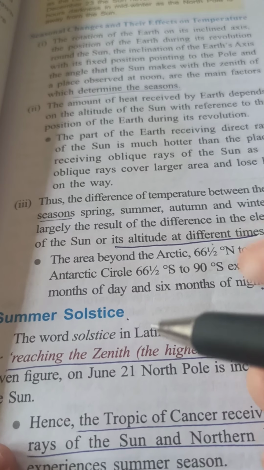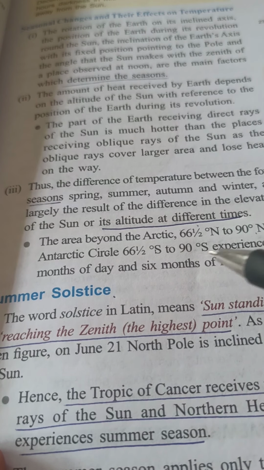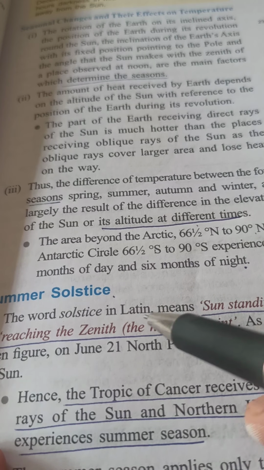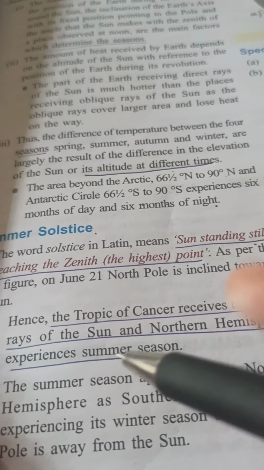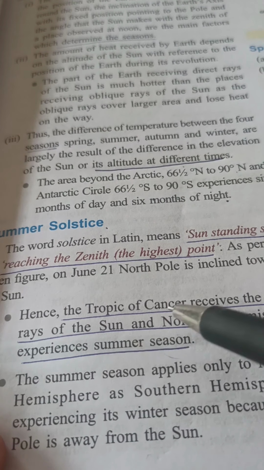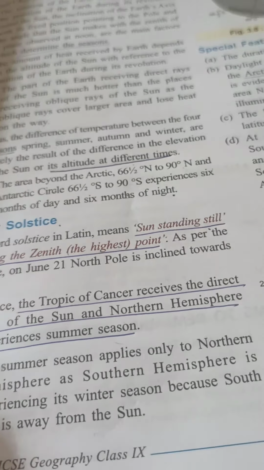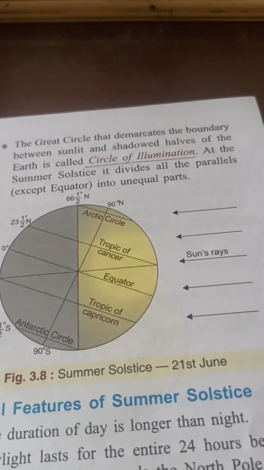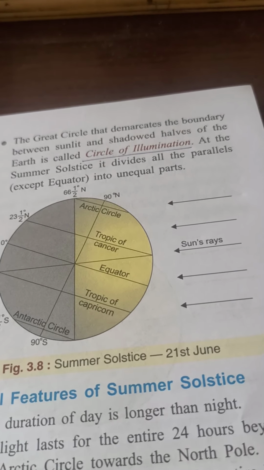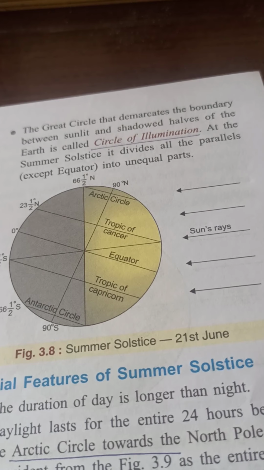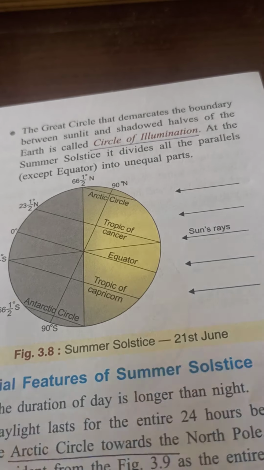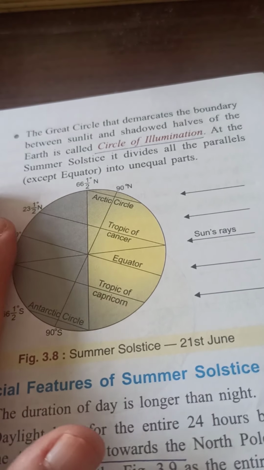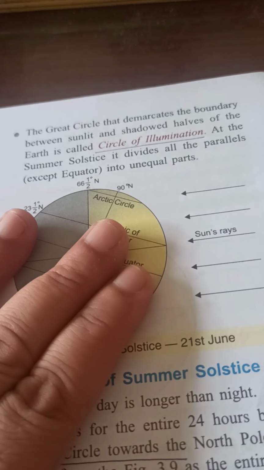Now, summer solstice. The word solstice means the sun still, reaching the zenith, the highest point. Clear? Hence, the Tropic of Cancer receives the direct rays of the sun, and the northern hemisphere experiences the summer season. You can see here the summer solstice. This is an example of it. The summer season applies only to the northern hemisphere, as the southern hemisphere experiences winter because the southern pole is away from the sun. Southern pole is behind. Clear? This is the northern pole.